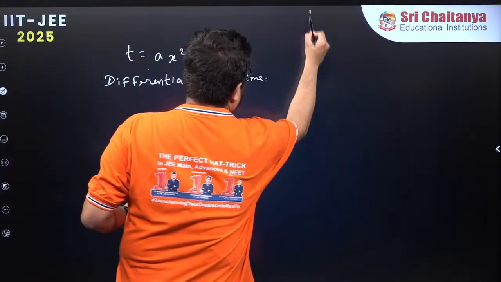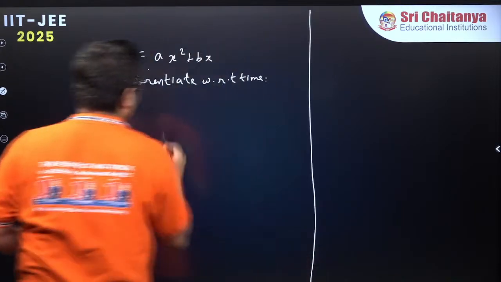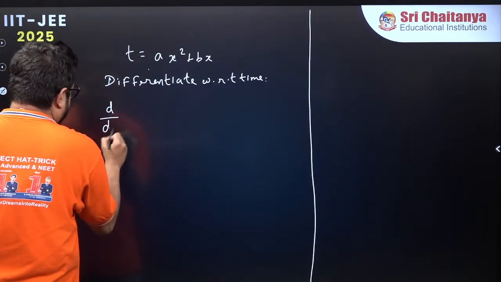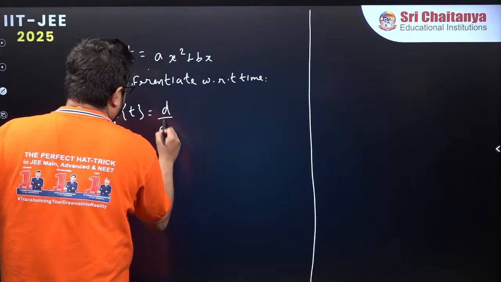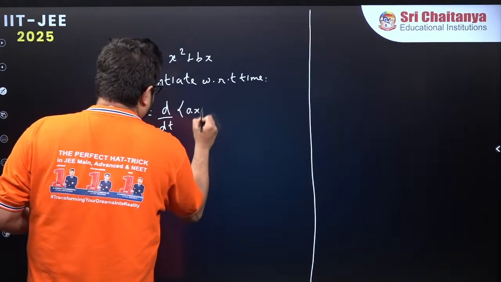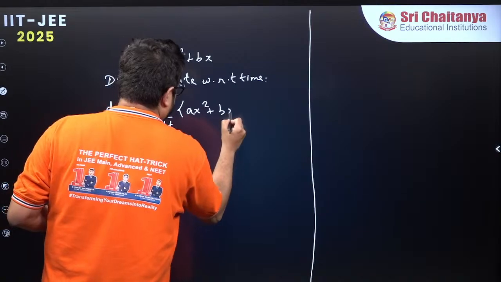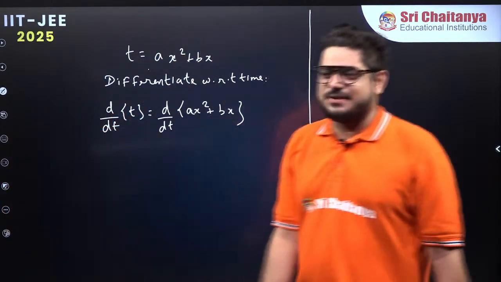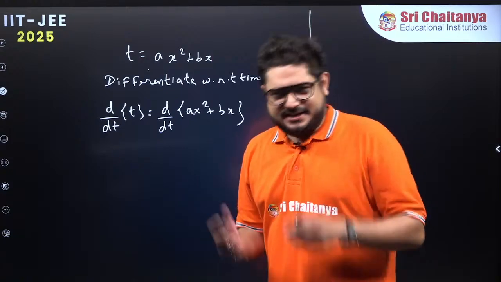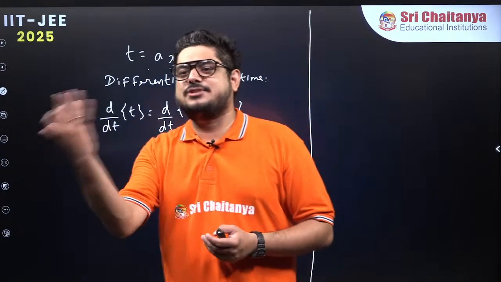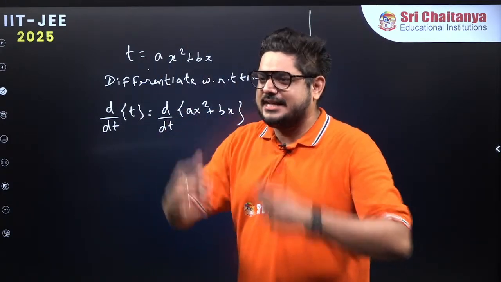So let's try to differentiate it first. That means d by dt of t on the LHS is going to be equal to d by dt of ax square plus bx. Now in this situation everyone, you can see that x is also a variable. t is a variable, that's fine. x is also a variable, isn't it? So what needs to be done?